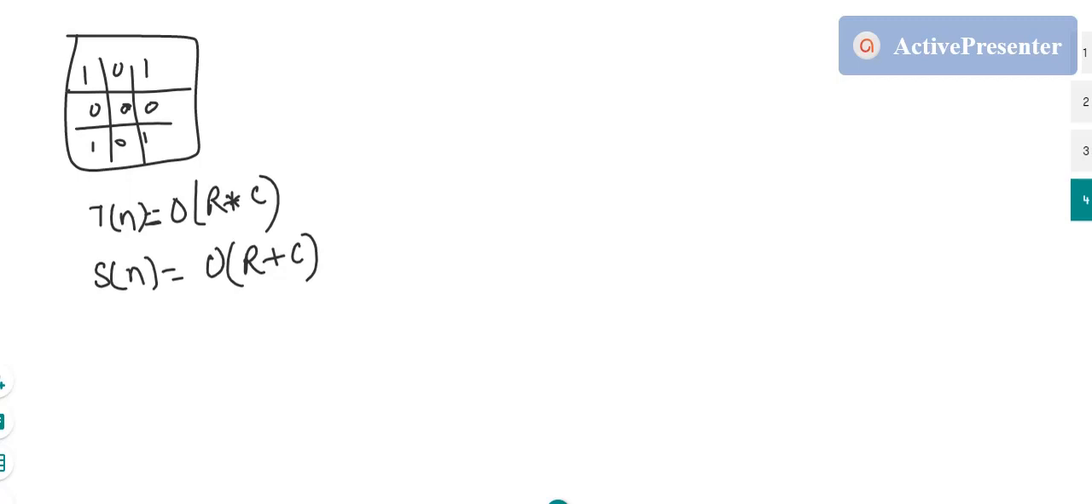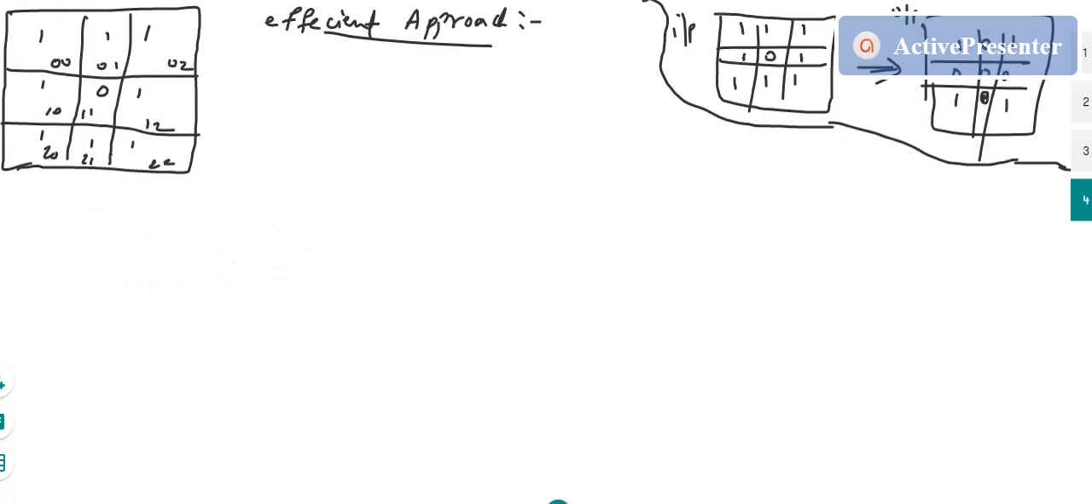How are we going to optimize this solution? So let's discuss the efficient approach. In the previous approach, we created two temporary arrays which keep track of the indices of the row values and the column values. We can optimize this solution by keeping track of only the first row value and the first column value.